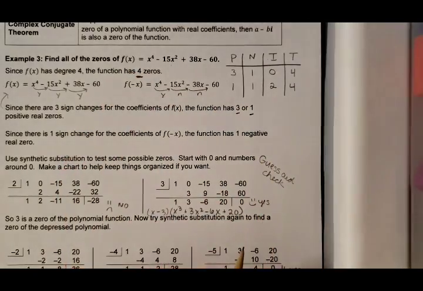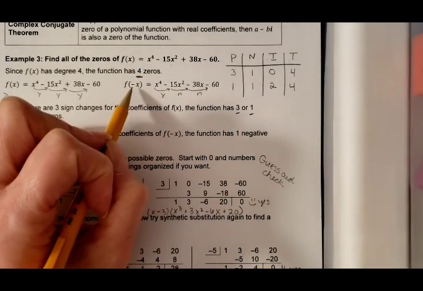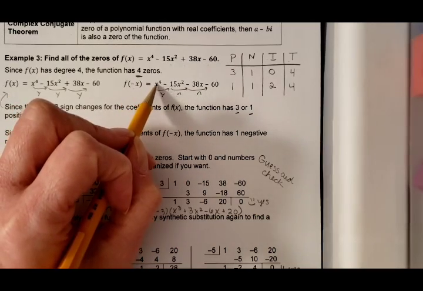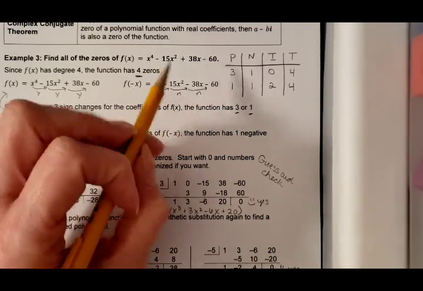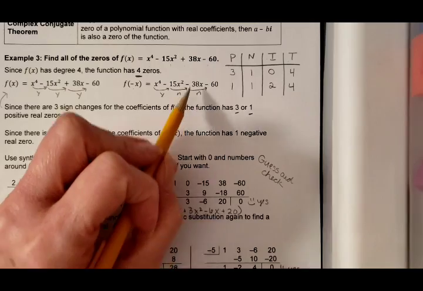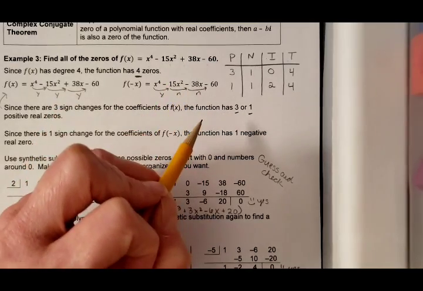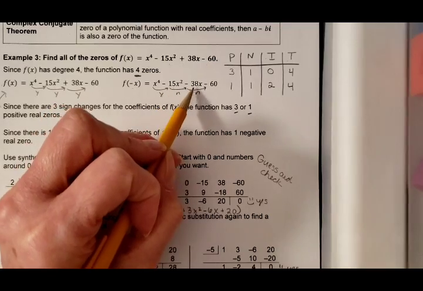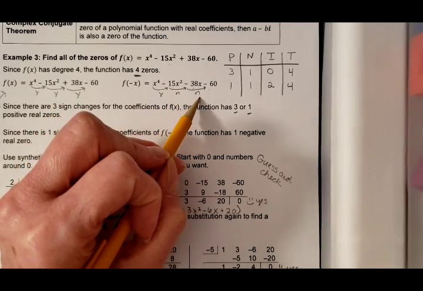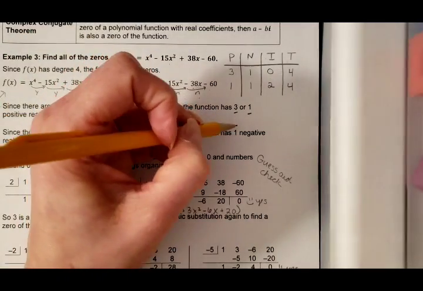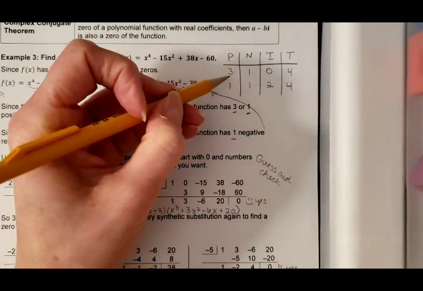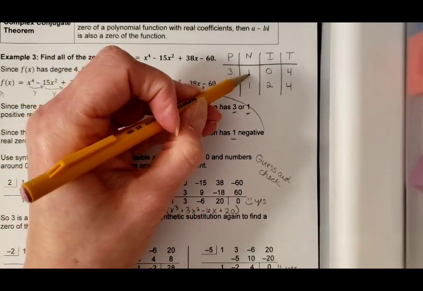Now we've got to figure out how many negatives there are. Well, let's plug in the negative version. Whenever we plug a negative into something with an even power, the sign stays the same. So the only thing that really changed was that sign there. It went from plus 38x to minus 38x. So first to second term, sign change. Second to third and third to fourth, no sign change. So that means there's going to be 1 negative real zero.